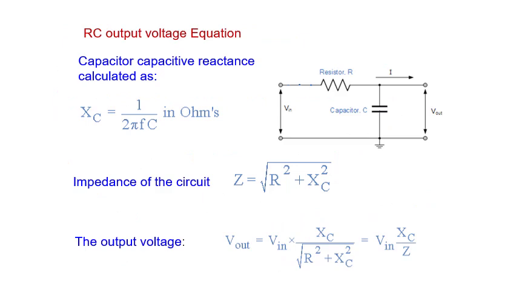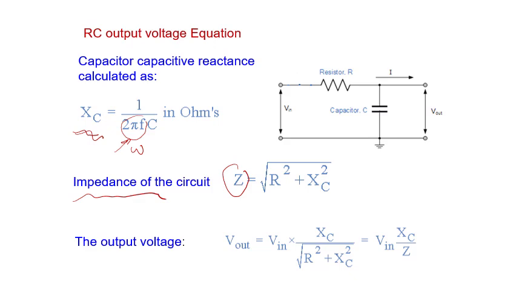So in terms of analysis, we are going to consider electrical circuit analysis, the AC circuit analysis. We know that the reactance of a capacitor is equal to 1 over omega C. So the reactance of the capacitor is 1 over 2 pi f C, where this is omega, as you know, in ohms. And the impedance is equal to the square root of R squared plus XC squared.